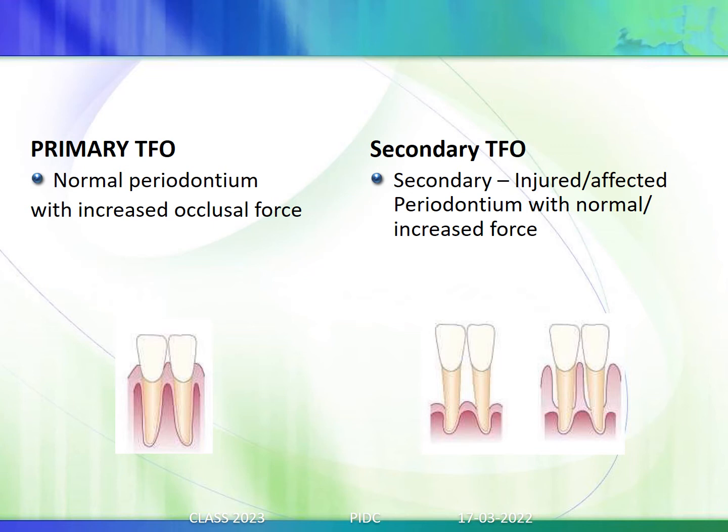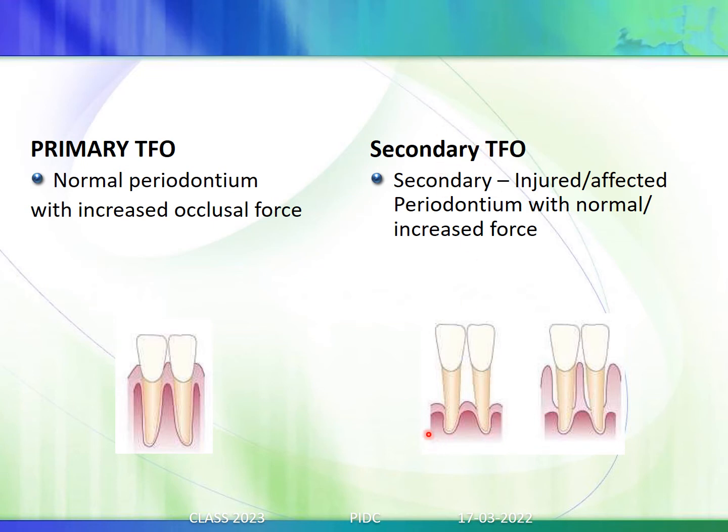So coming on to the differences between primary and secondary trauma from occlusion. Here you can see that the bone level as well as the gingival level in these teeth is very good, but if there is an increased occlusal force resulting in trauma from occlusion, then it comes under primary trauma from occlusion. Whereas in the case of secondary trauma from occlusion, there is an injured, affected periodontium with normal or increased force, and then it is termed secondary trauma from occlusion.